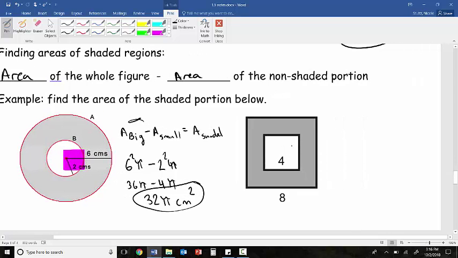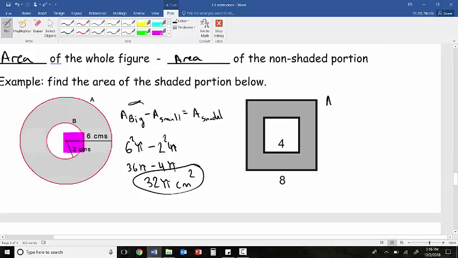The next figure consists of 2 squares. So you're going to do the area of the large square minus the area of the small square, or the non-shaded. So the first one's going to be 8 squared. The second one is going to be 4 squared. That becomes 64 and 16. And then 64 minus 16 should give you, I believe, 48. Now there's no units here, so all you want to do is just write square units.